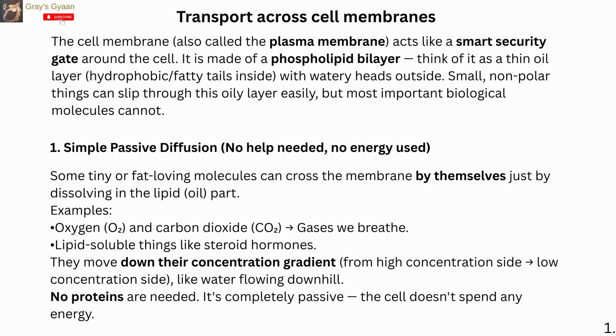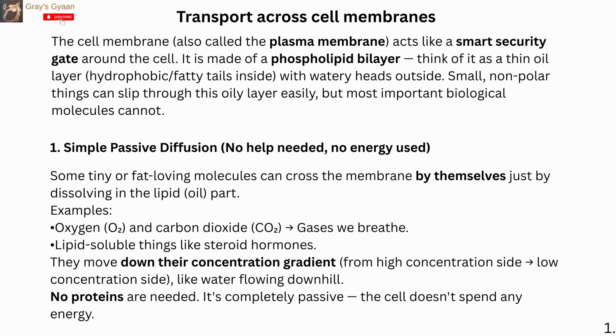The cell membrane, also called the plasma membrane, acts like a smart security gate around the cell. It is made of a phospholipid bilayer. Think of it as a thin oil layer, hydrophobic fatty tails inside, with water heads outside. Small, nonpolar things can slip through this oily layer easily, but most important biological molecules cannot.